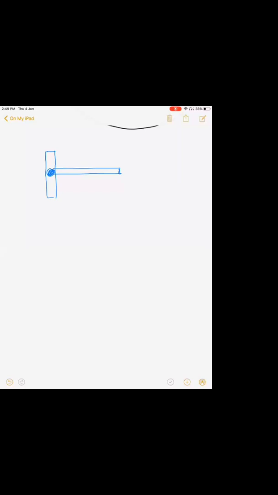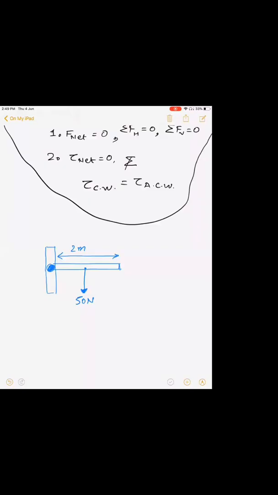Applied to the end of a 2 meter long board. Its length is 2 meter. Its weight is 50 Newton. Okay, according to the question, a force is acting on it like this. A force is acting on it at an angle of 30 degree.